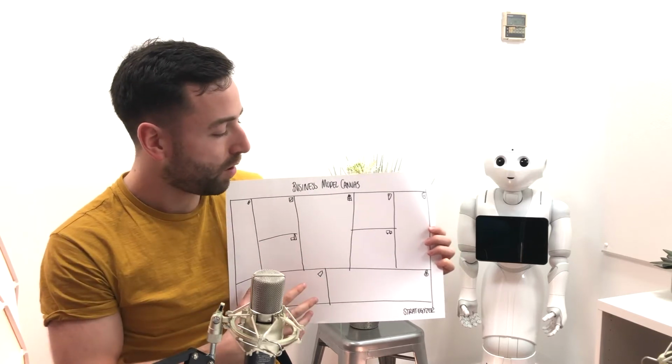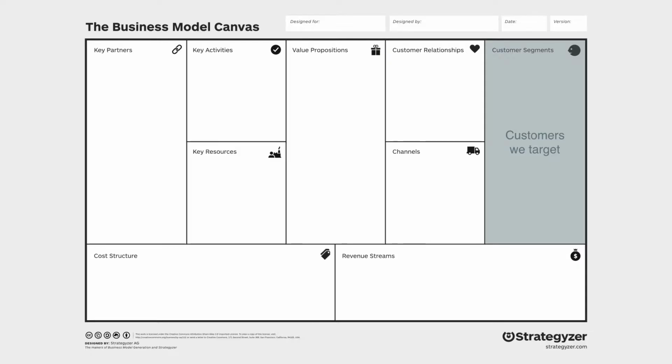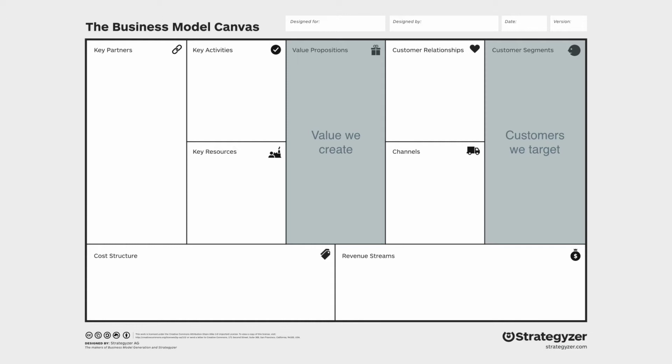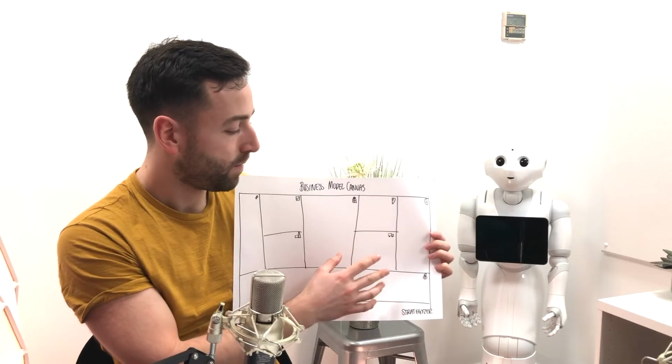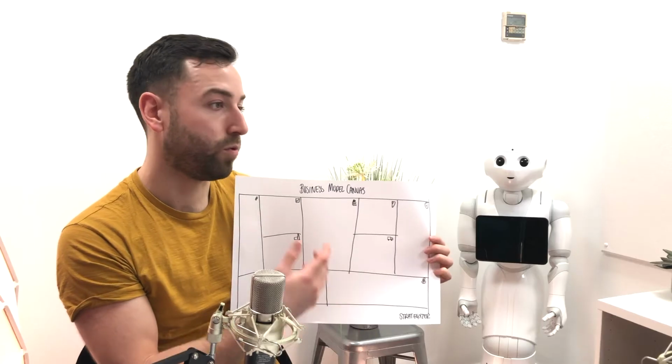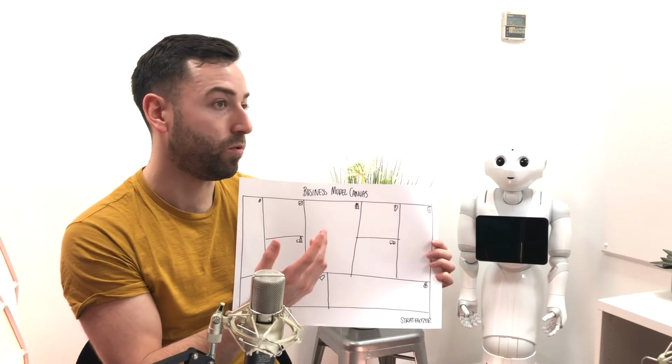So in terms of the 9 blocks, you've got your customer segment, the type of customers you're trying to target, and what they're trying to do. You've got your value proposition, which is kind of like your product and how it helps your customers. You've got your channels, which is how you get your product to your customers, maybe through physical stores or through ads or through social media.